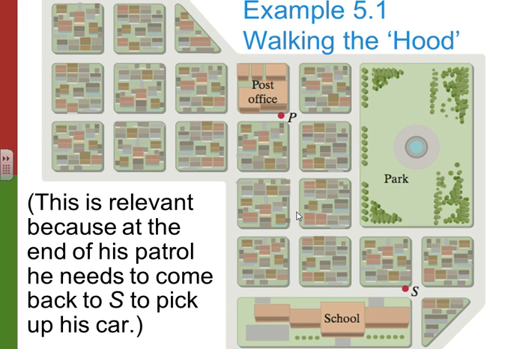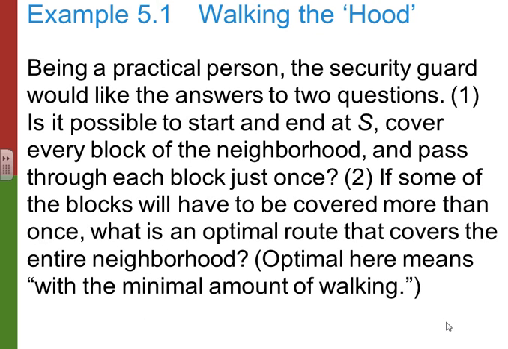So here we go. We're going to walk around the hood. This is irrelevant because at the end of his patrol he needs to be back at S. So can he leave S and go past everything and still get back to where he was without going the same way twice? It looks sort of like he can't, but I'm sure it'll tell us anyway.